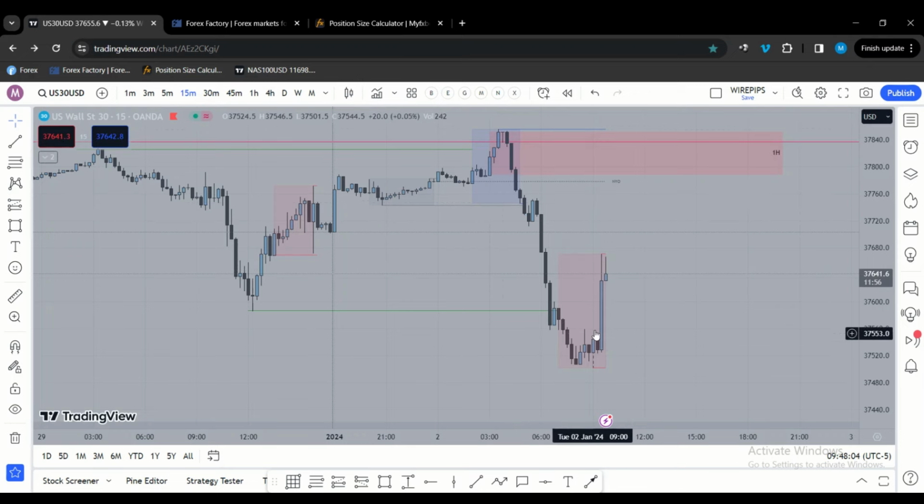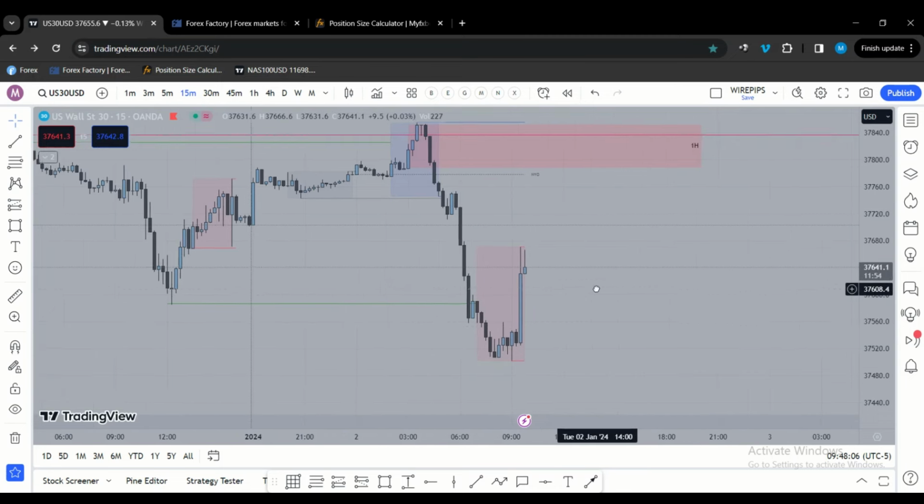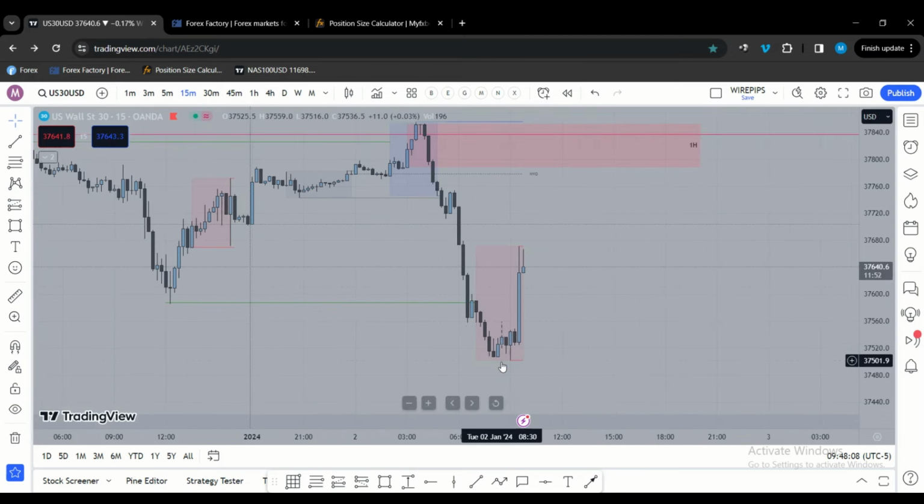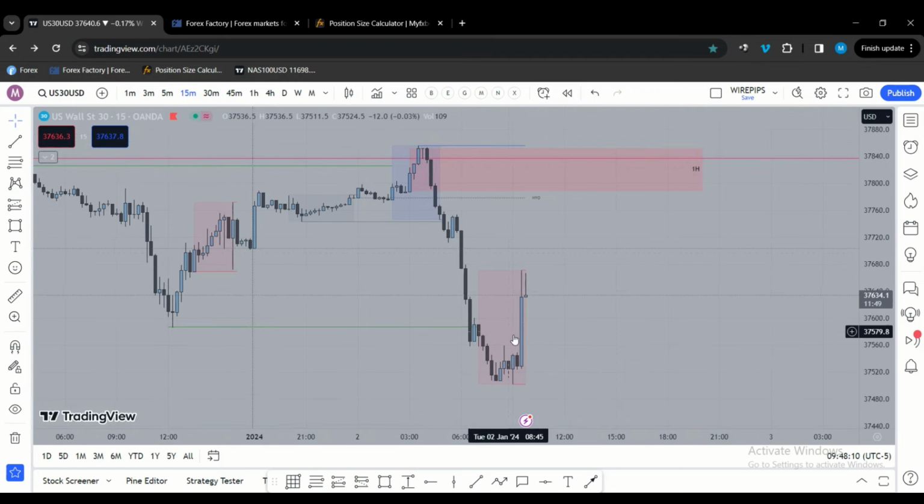So we have this New York section that just started. Now they are pushing up, but I feel this push up is to rebalance the zone. If the market will continue to sell, when the market gets to this level, price will return back, reverse back and keep selling.